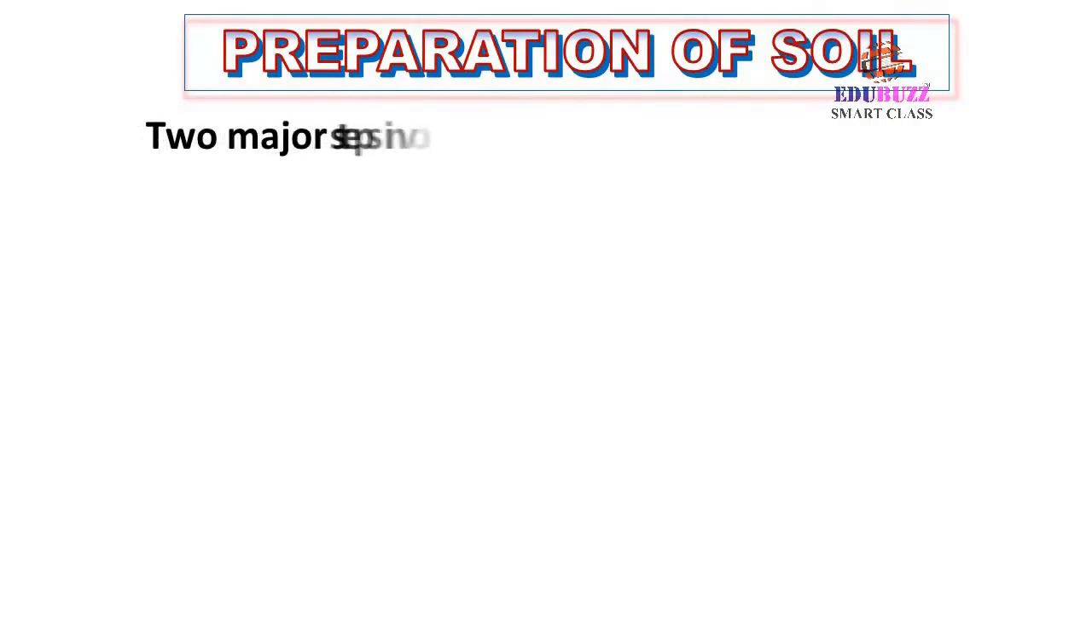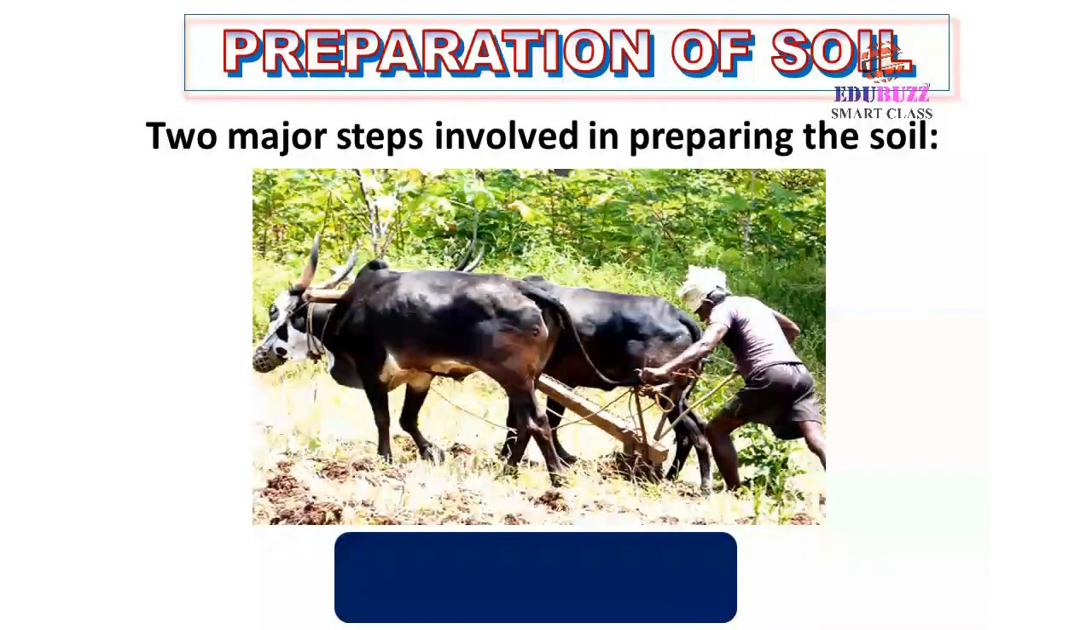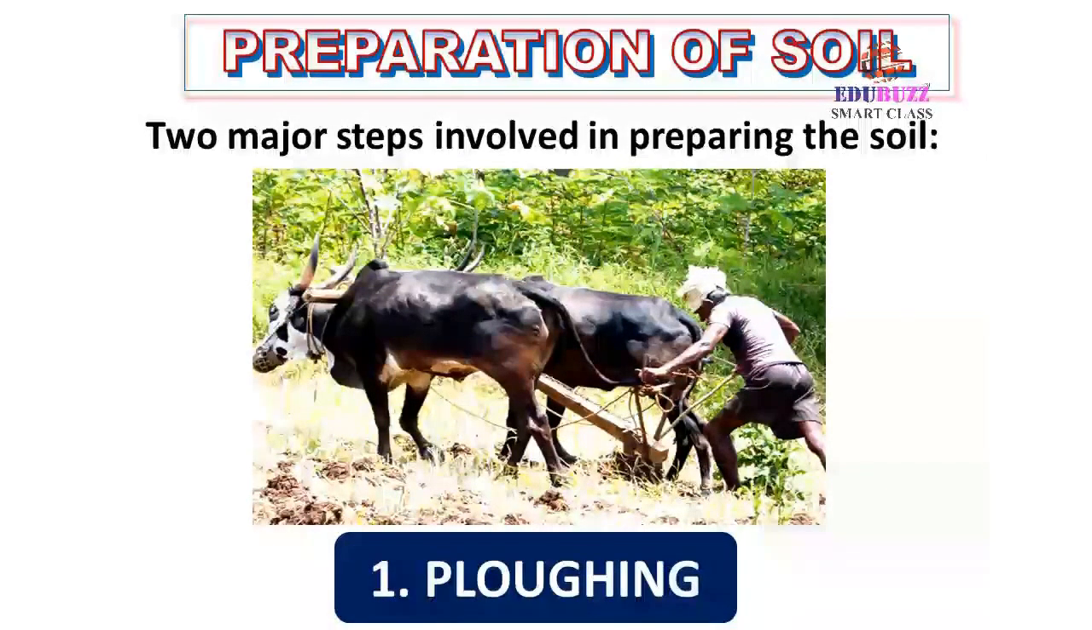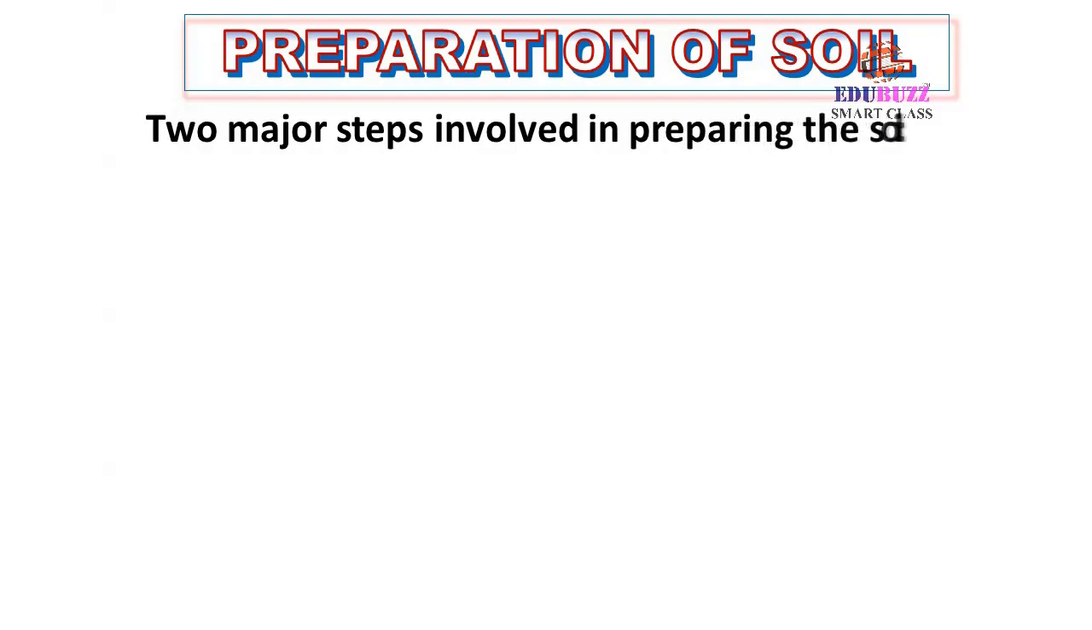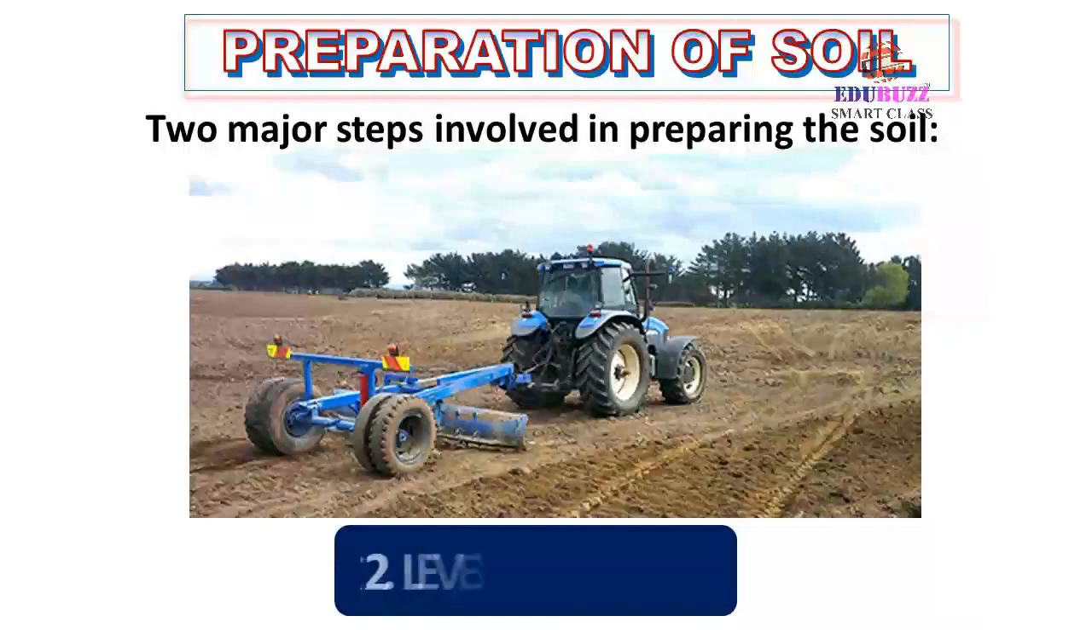Preparation of soil. Two major steps involved in preparing the soil: plowing. Two major steps involved in preparing the soil: leveling.